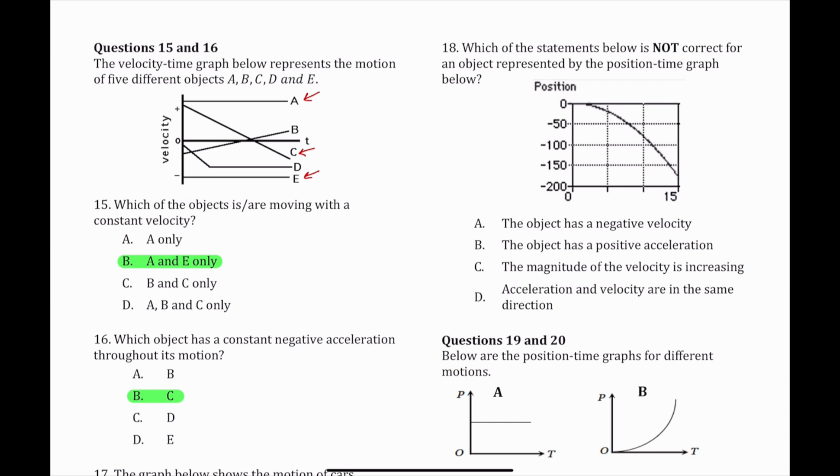18. Which of the statements below is not correct for an object represented by the position time graph below? A. The object has a negative velocity. That's not true because here it's negative. The object has a positive acceleration. Yes, that's true.